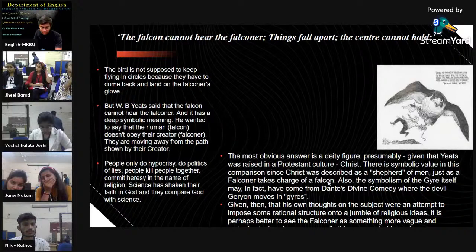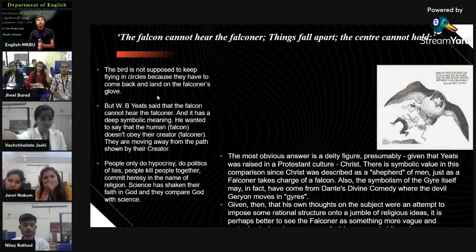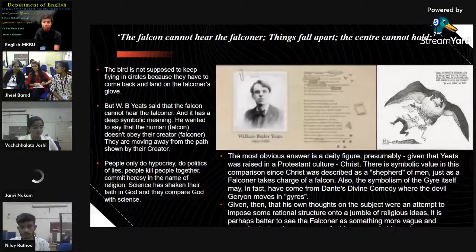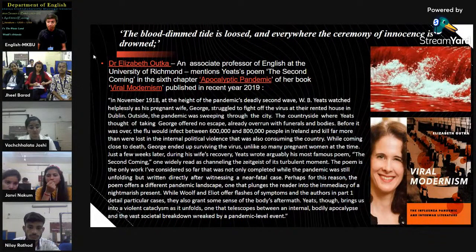Figure. So here it is referred to as the government that was prevalent at the time, that it was not able to cease the war. The war happened. Okay. Now the second line is: the blood-dimmed tide is loosed and everywhere the ceremony of innocence is drowned.